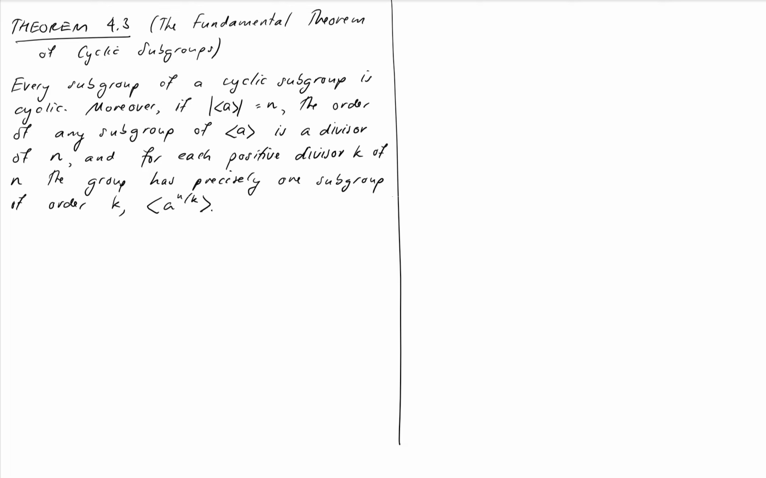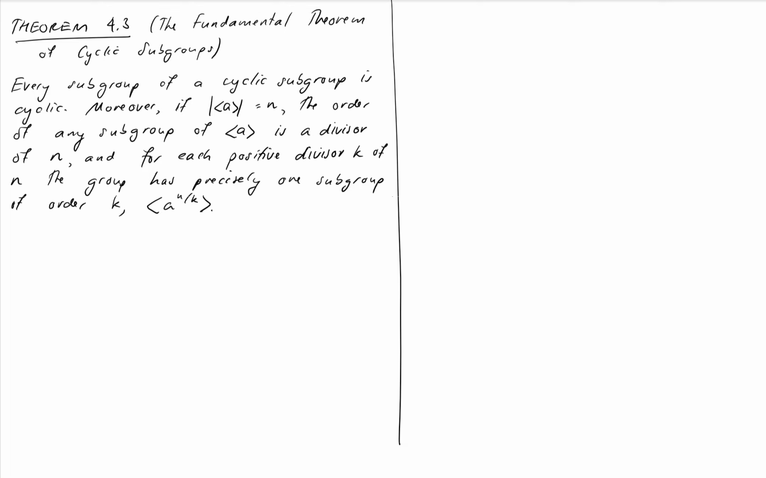The second part is that if you have a cyclic group of order n, then the order of any subgroup is a divisor of n. That's pretty cool. And for each divisor, there is only one subgroup. So essentially it's saying that we can find all of the subgroups of a cyclic group just by finding all of the divisors of the order of the group.